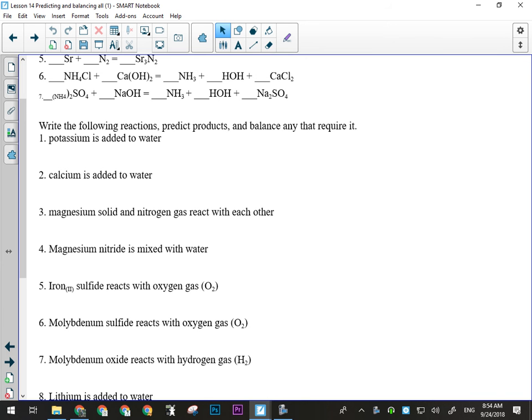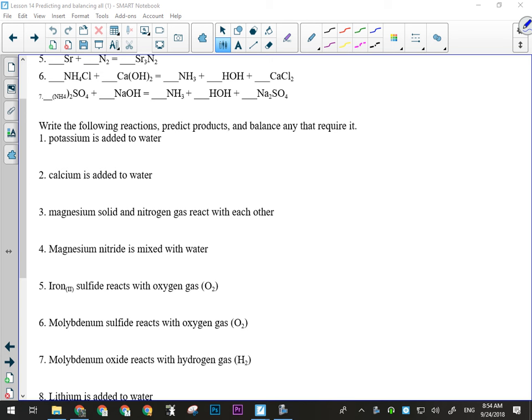All right, let's have just a quick review of what we talked about on Friday with predicting the products of a reaction. The first step in predicting the products of a reaction is to find out what kind of reaction it is. Once we know what kind of reaction it is, then we know what pattern we have to follow, and we simply follow that pattern.